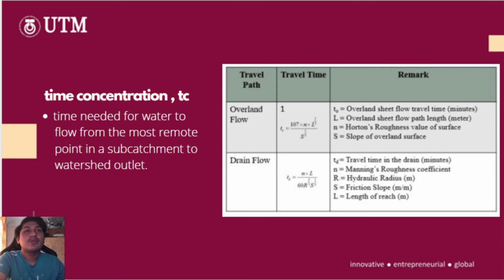First, we have to get our time of concentration, TC. The time of concentration is the time needed for water to flow from the most remote point in a subcatchment to the watershed outlet. There are two formulas in determining the time of concentration. First is the travel time for overland flow, and the second is drain flow. So this is the formula we use in our design.